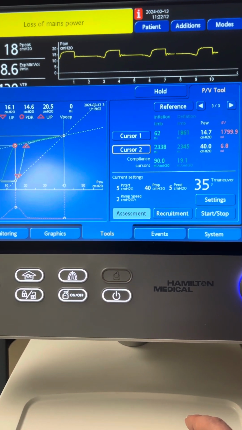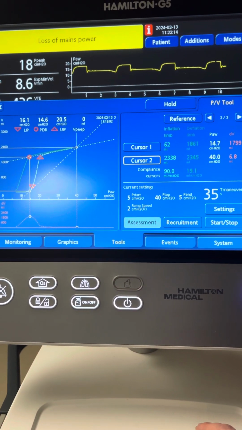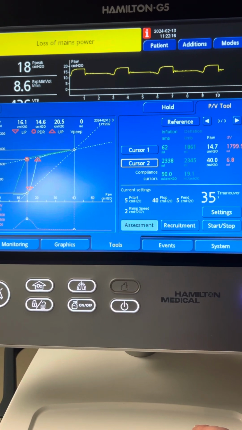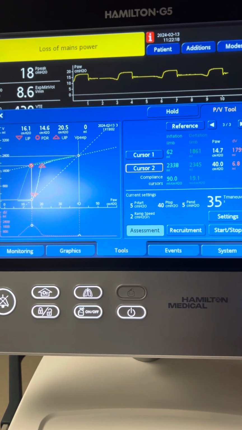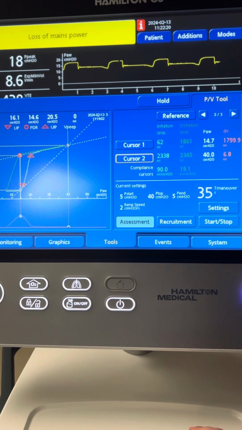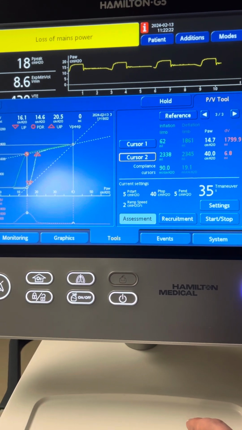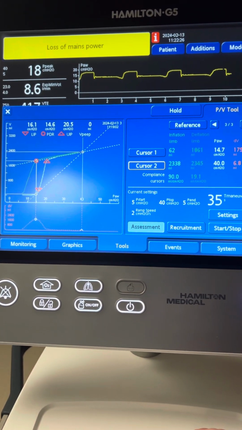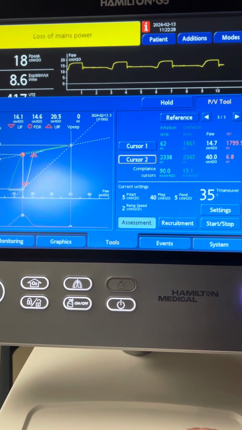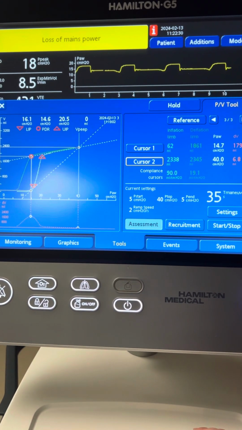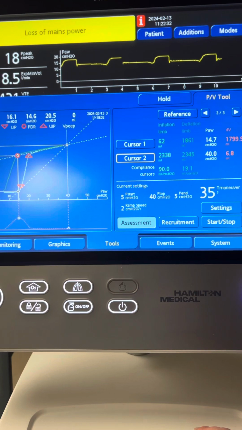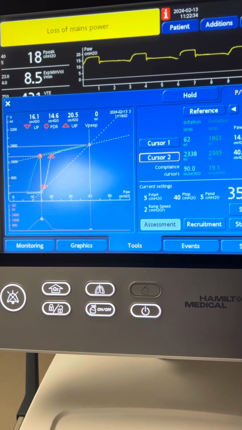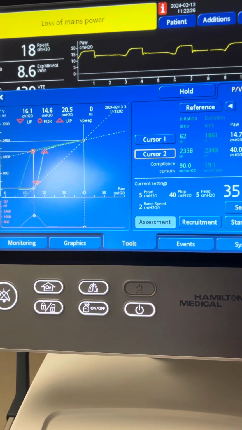Reason being is because normally functional residual capacity should be about 40% of your total lung capacity. If it's less than that, then it's suggesting that the patient does not have enough working functional residual capacity to be recruited, and/or they're too stiff and at risk for damage to their lungs if we were to do a recruitment maneuver. So in this scenario, we do have a recruitable lung.